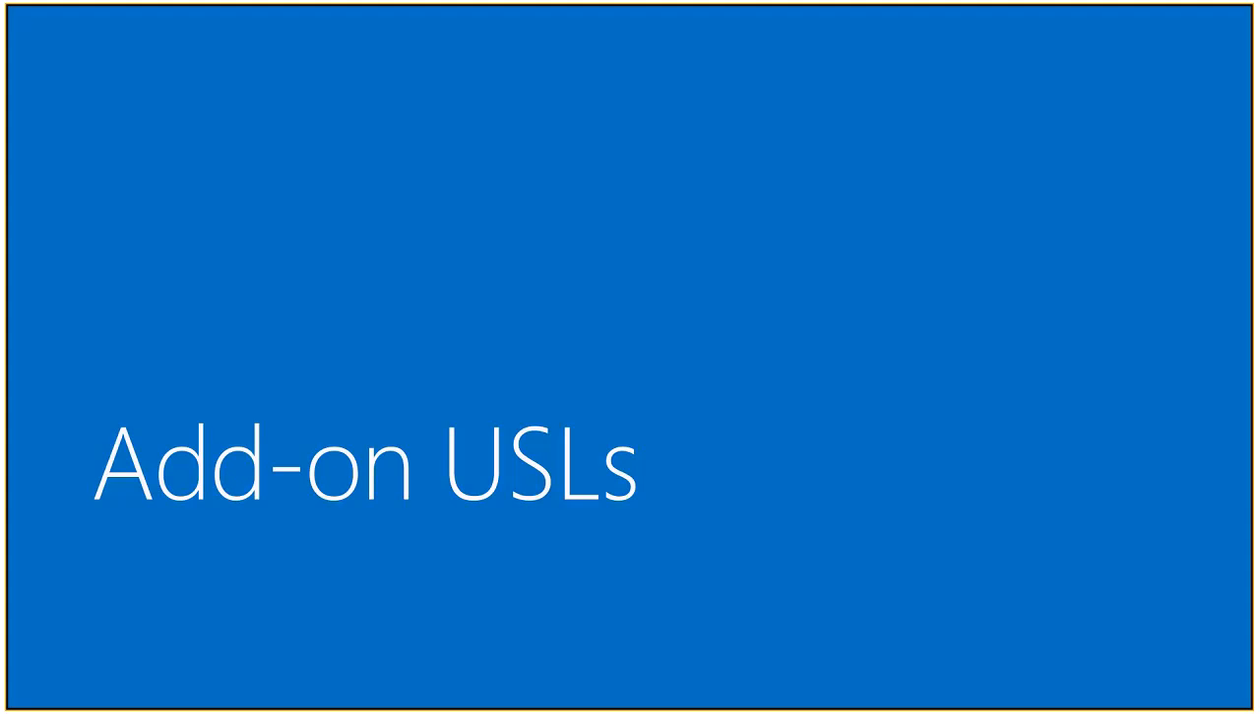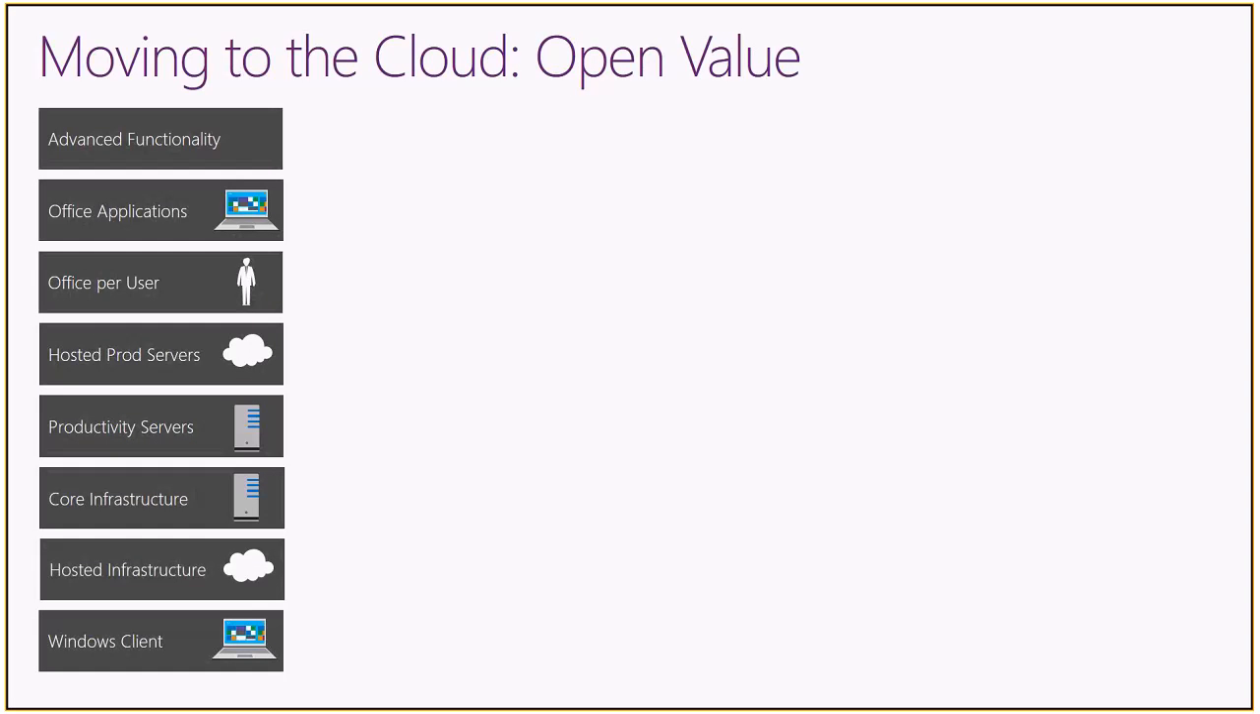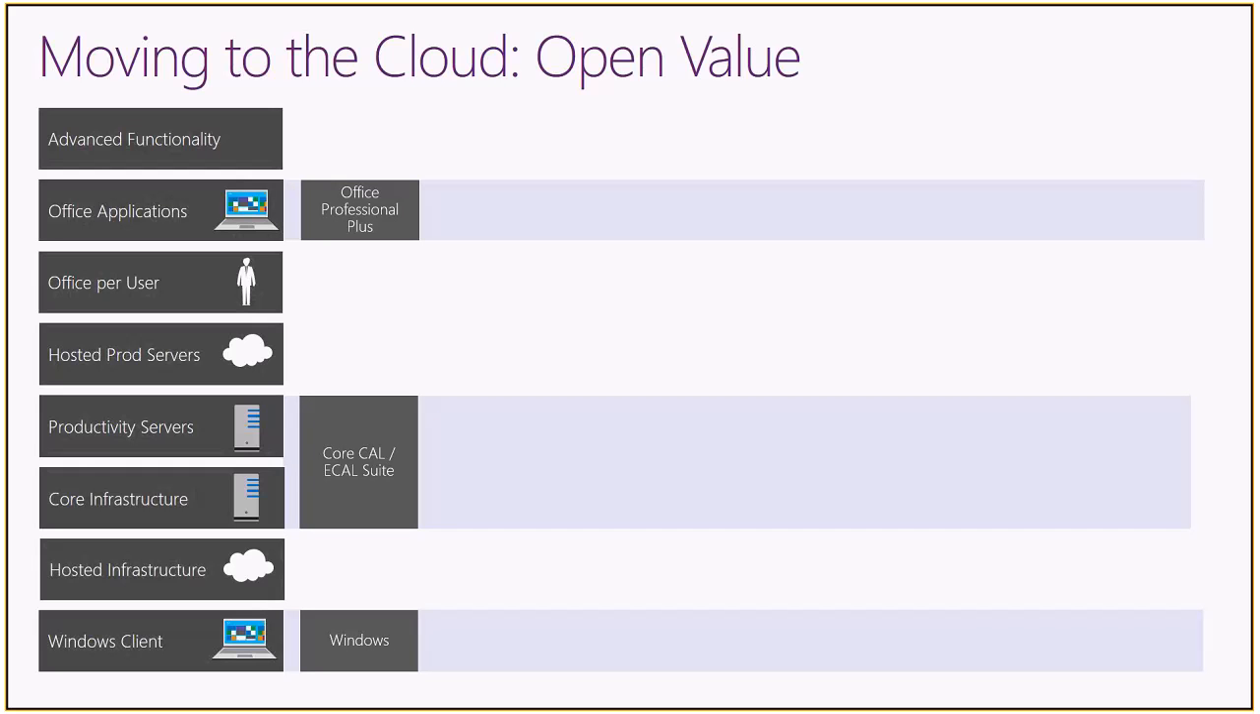So we've looked at the full USLs. Now we're going to look at something called add-on USLs. What are add-ons and why might one want to do this? Well, let's take a look at our different workloads. Down the left, you can see the typical things: Windows, the productivity servers, so Exchange and SharePoint and Skype, Office, all the different things a customer might go for. And here, a traditional customer on Open Value, we know with Open Value you make that commitment across one of these products or possibly all of them. So here, this customer has their Windows, their Office Professional Plus, and their CAL suite. And that's fine, that's how it always has been.